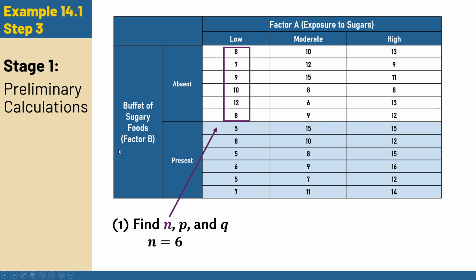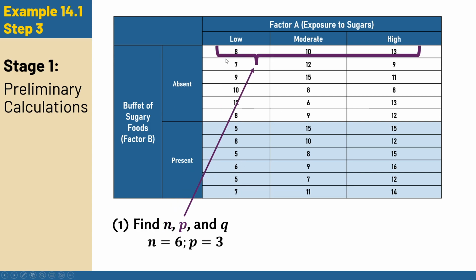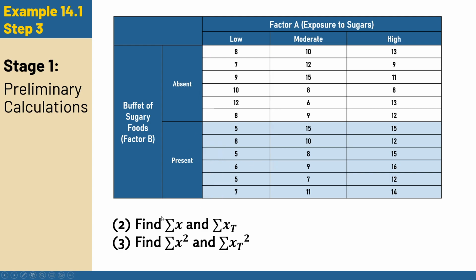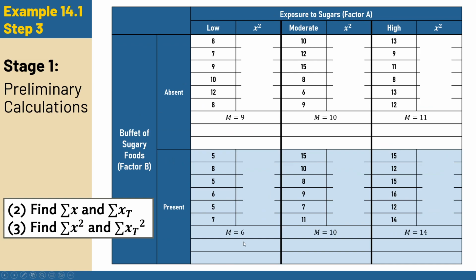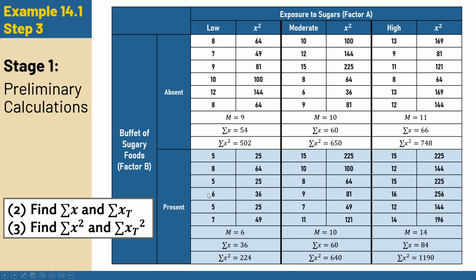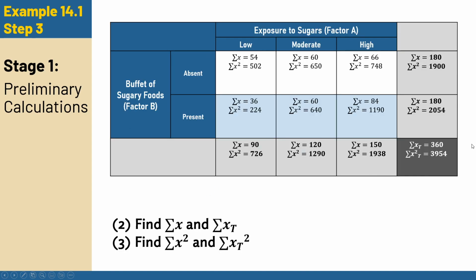N is 6, right? Little n is 6, meaning there are 6 in each individual cell. P is 3, right? That's the levels of factor A, low, moderate, and high. And Q is 2. That's the levels of factor B, absent and present. We're going to do all this math here. The table is bigger, but it's the same concept. So for sum of x, we sum up all the individual observed scores, top and bottom. Same thing for squares. And then we add all this up, and then we can get these two values here.